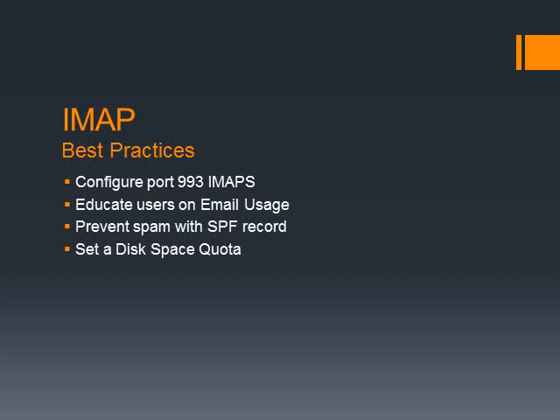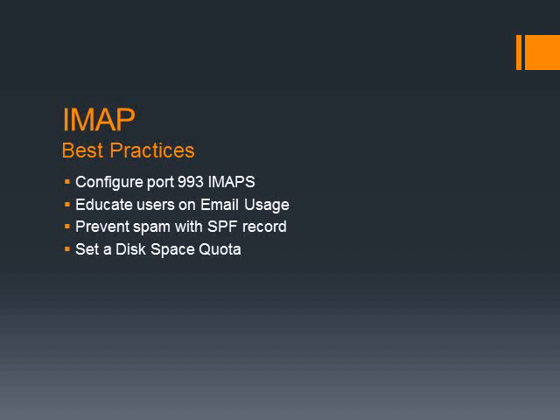This record will prevent people from spoofing their IPs. So your server is already blacklisting spam IPs. Well, the SPF will prevent those IPs from spoofing themselves and getting into your email server and creating a lot of spam. Next, you want to set a disk quota for all your employees, especially with IMAP.